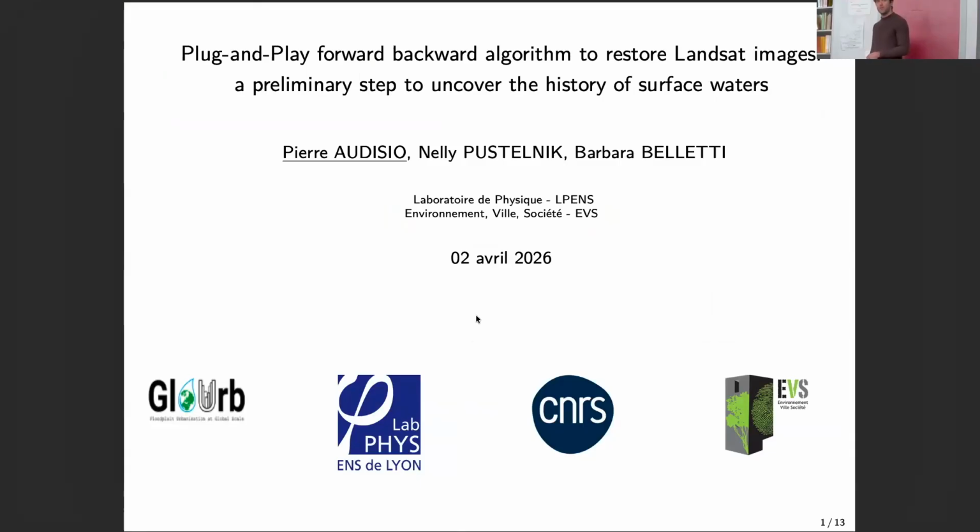So this study is a part of a bigger project called Lyon, standing for Global Urbanization, of which the objective is to study the impact of urbanization on the natural dynamics of rivers around the world.